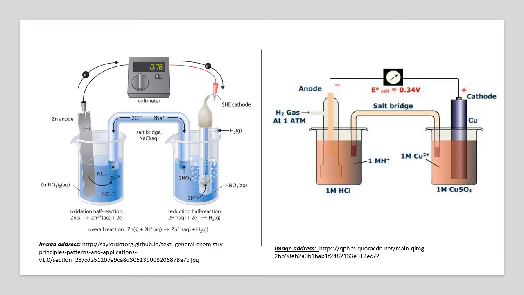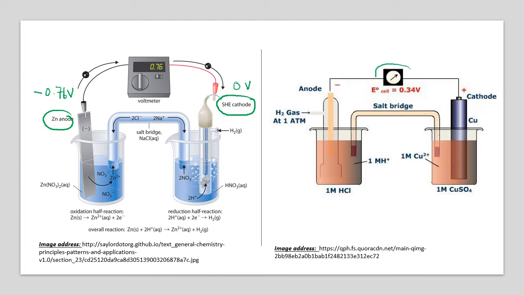This is the previous diagram, where we know that zinc is the anode and the SHE acts as the cathode. From here we know that the standard electrode potential for zinc is negative 0.76 volt, while for the SHE it is 0 volt. So we have another case here.